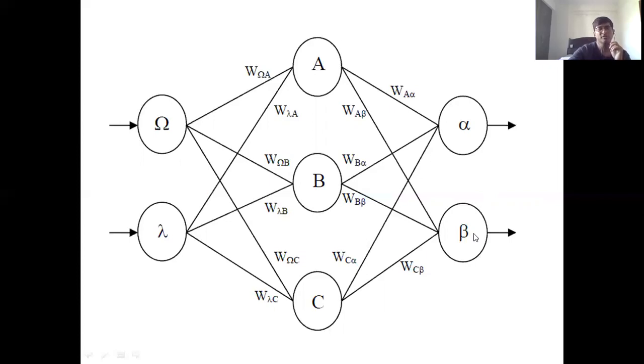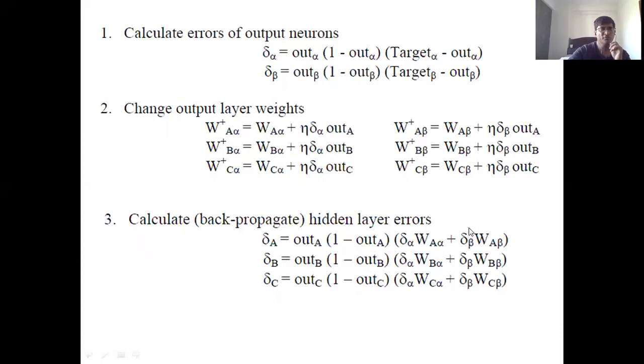So after doing that, the back propagation of error would start. Considering this as the example, let us formulate what the formulas would be. The first thing I have to do, assuming that we know the forward phase, is calculate the error at alpha and the error at beta. So for calculation of the error at alpha, the formula would go the same: output at alpha, 1 minus output at alpha, then target alpha minus output alpha.